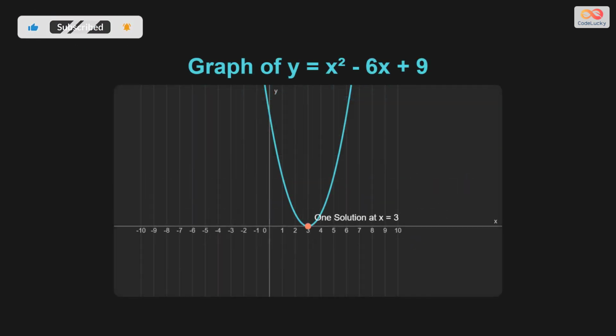Now, if we look at the graph for y = x² − 6x + 9, you can see the concept in action. The parabola curves upwards and touches the x-axis at exactly one spot, which is at x = 3. This is the single, repeated solution.